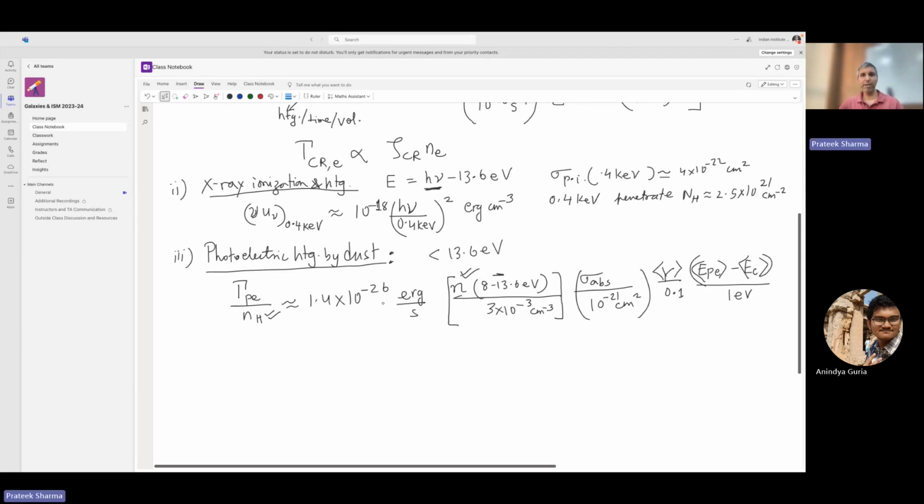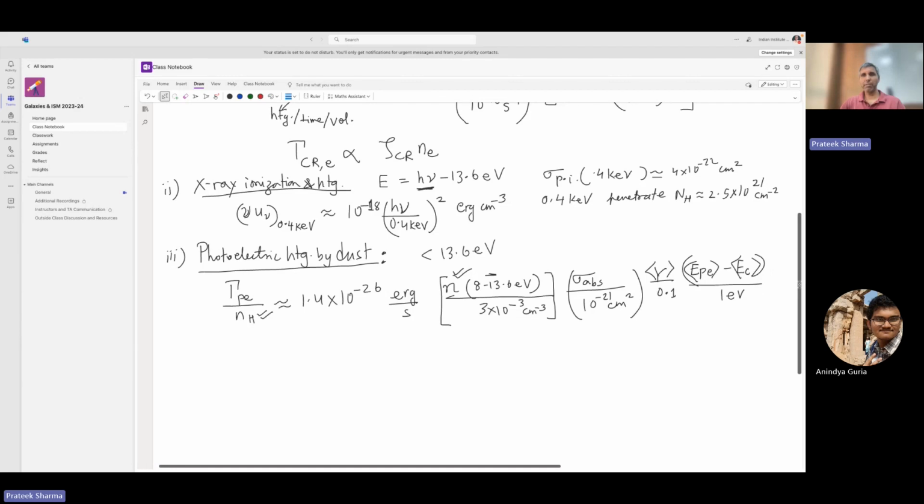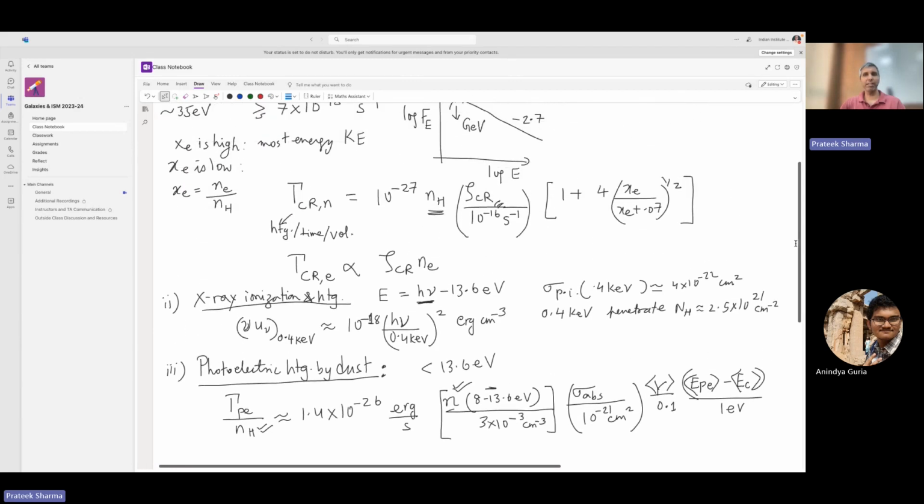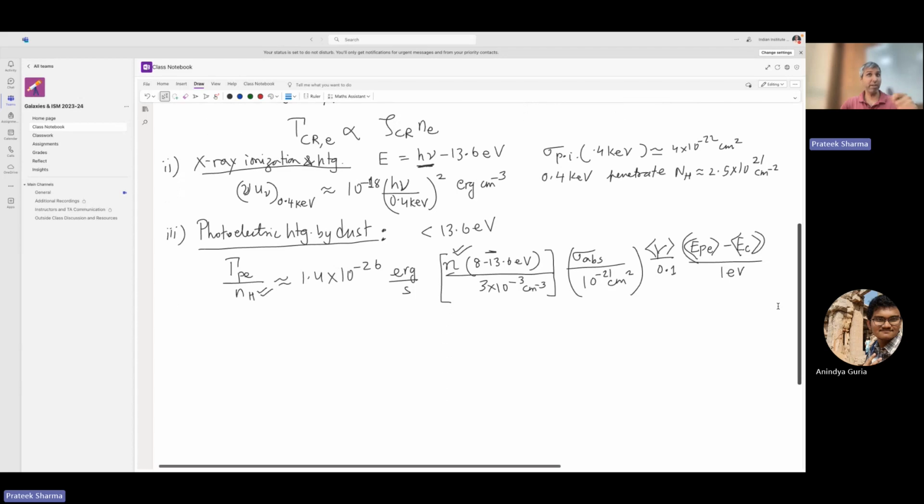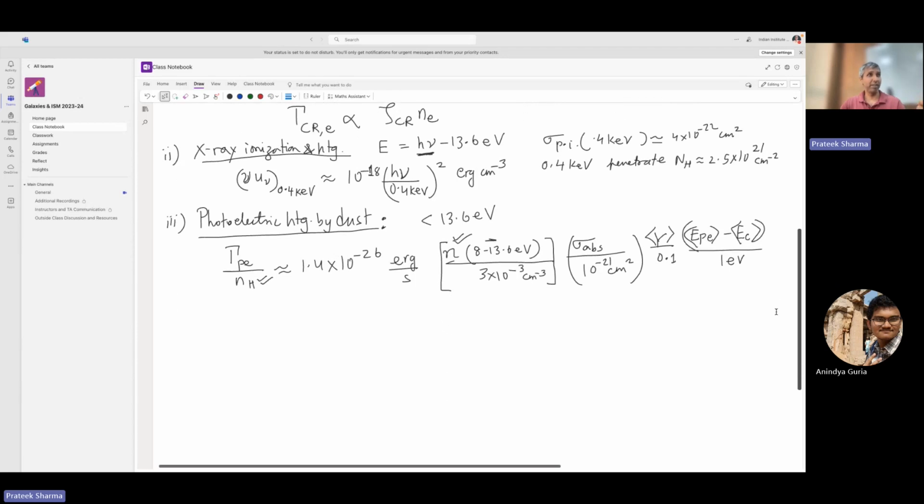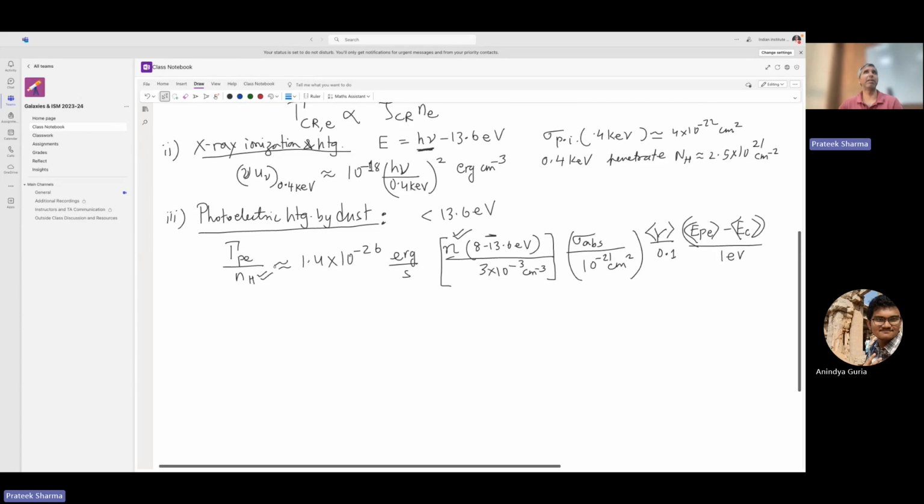If you compare this with the cosmic rays, this is about a factor of few to 10 larger. So in the original models, people thought that cosmic ray ionization was the dominant heating mechanism. But it turns out it's the photoelectric heating by dust. This was discovered in the 70s and 80s. Okay, so these are the heating processes. The general dependence is proportional to NH, right? The heating rate per unit volume is proportional to the number density of the neutral gas.